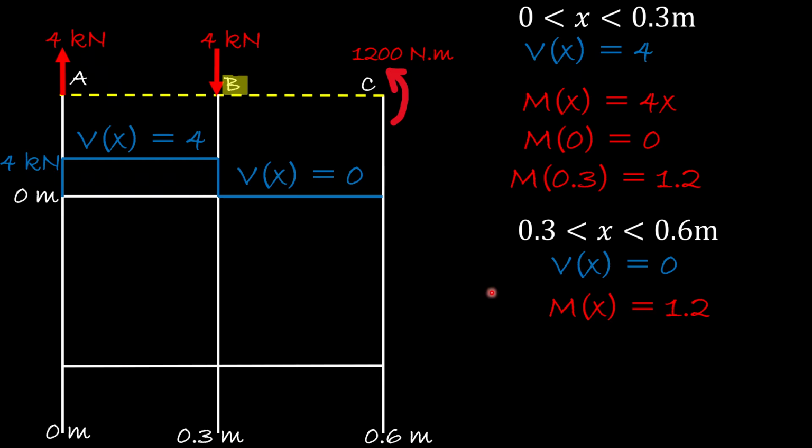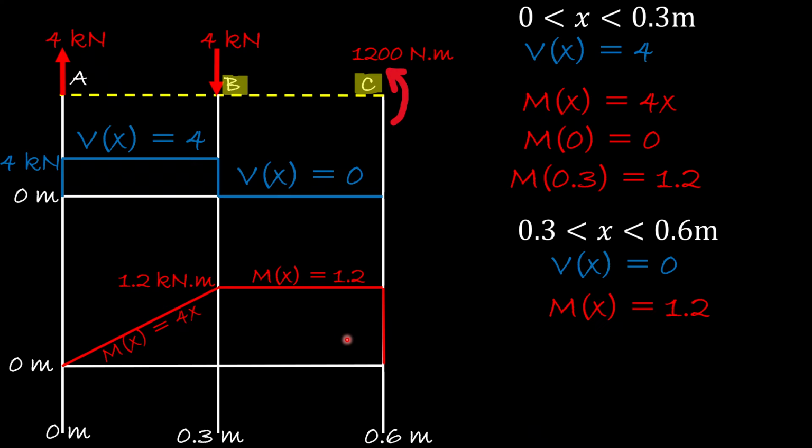Next, we want to find the moment diagram. So we start from 0. Between 0 and 0.3, it is 4x, which is a function of a line. So we will connect these 2 points right here, 0, 0, and 0.3, 1.2. And then between 0.3 and 0.6, we have a constant moment, which is B and C. And then we have a positive moment that goes from 0 all the way to 1.2. So now we close the moment diagram.